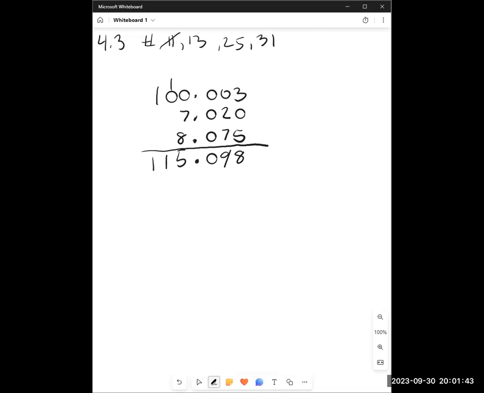And now I'm told to estimate by rounding the given numbers to the nearest whole number and then adding the results. So this is about 100. This is about 7. And this is about 8. I'm going to add and get 15. And bring down that 1. And we are very close, right? So 115 and 98 thousandths. It's a very good estimate, right?